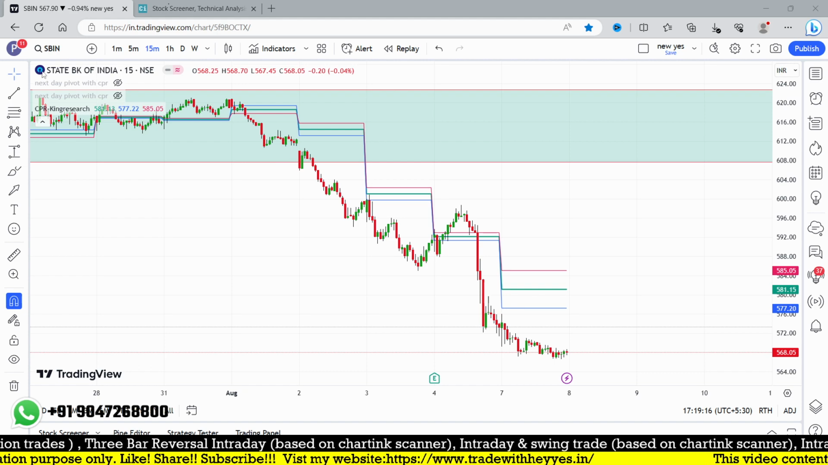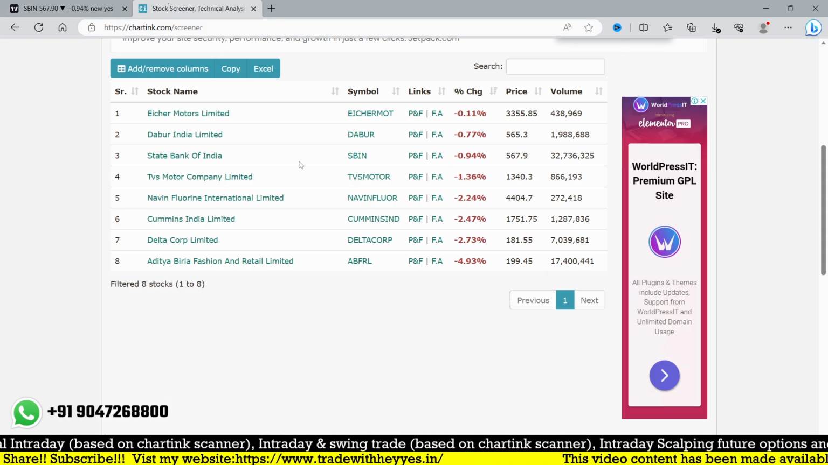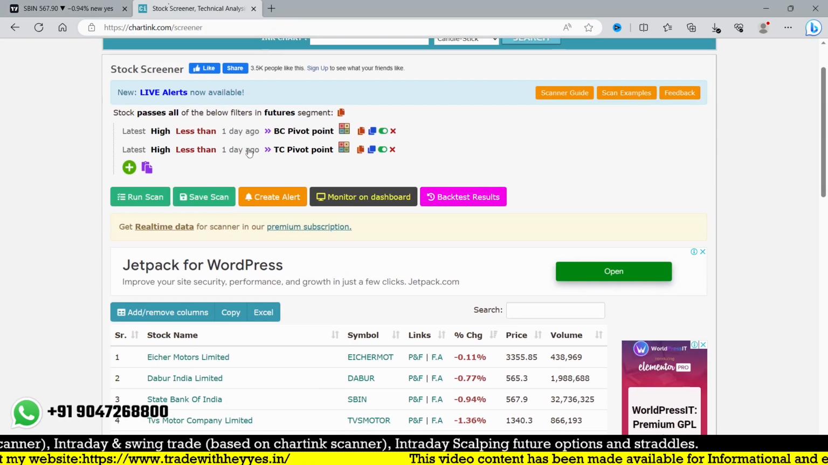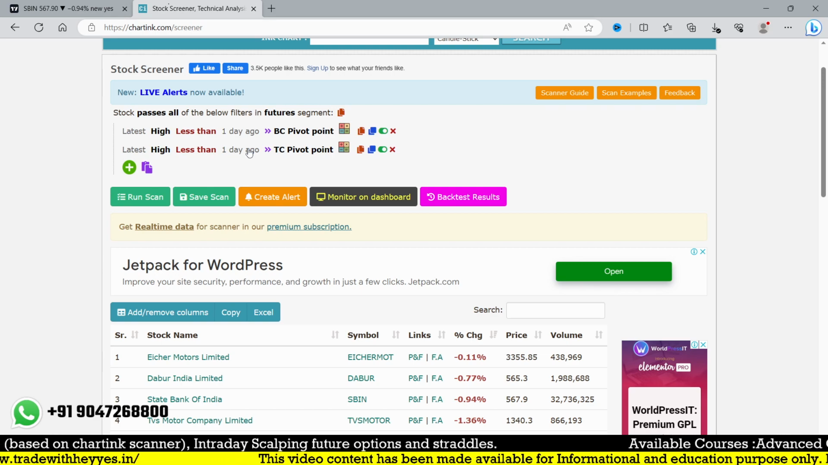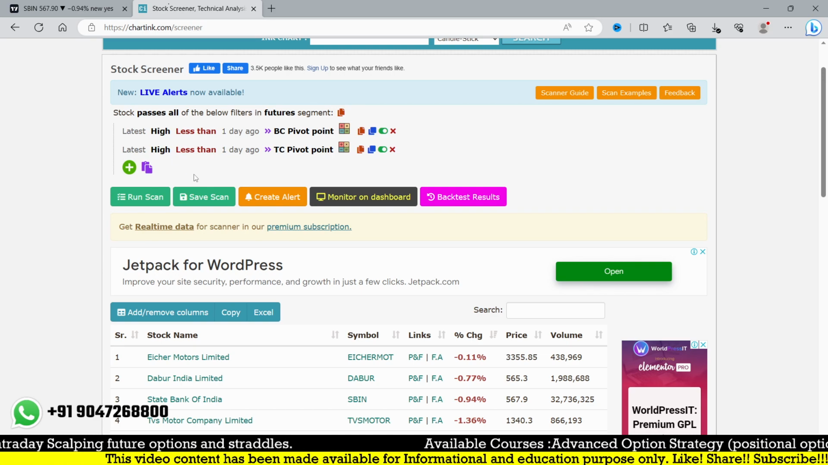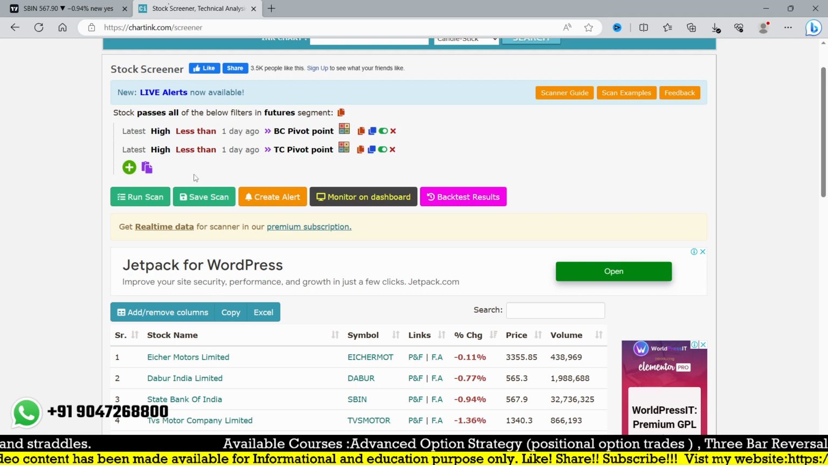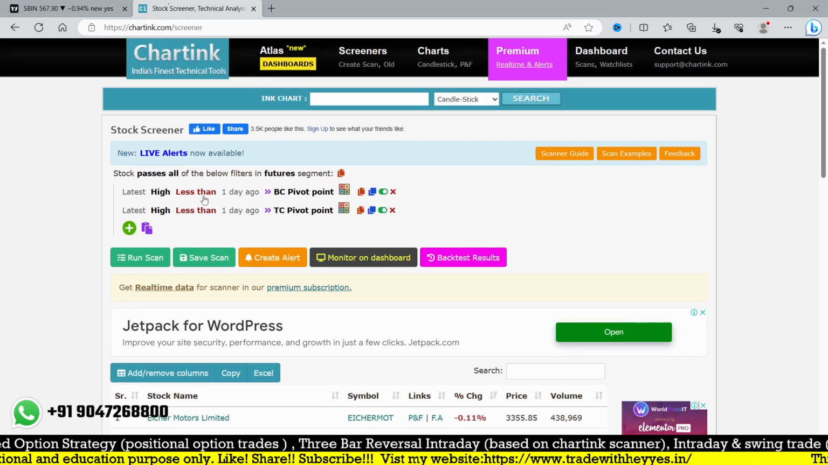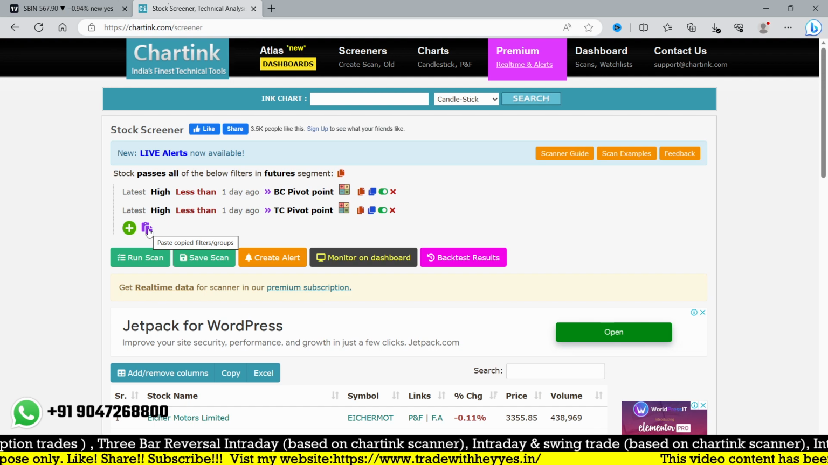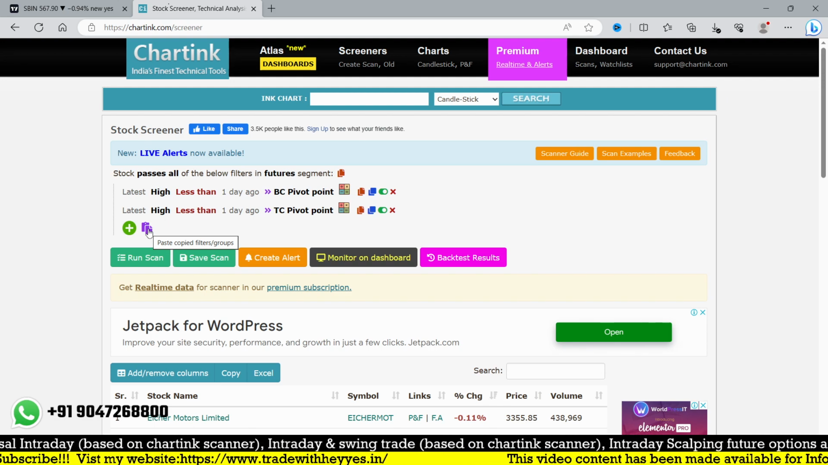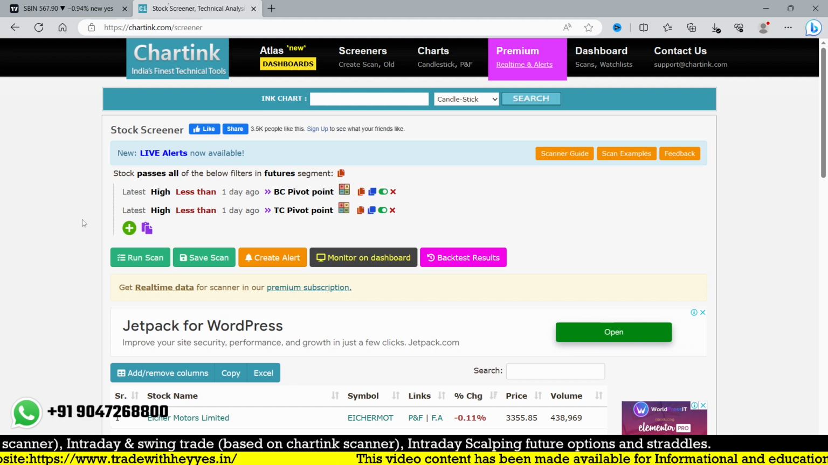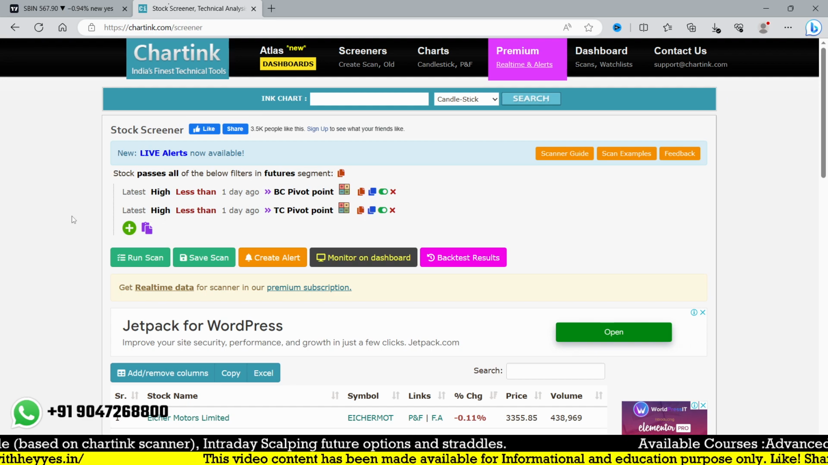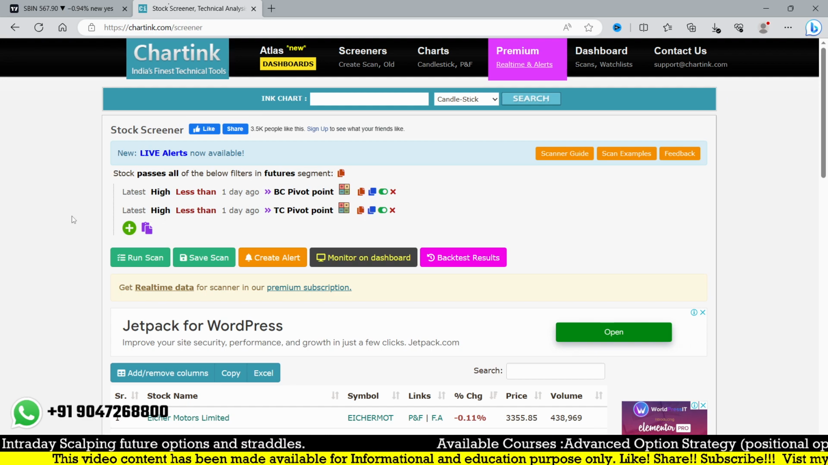And this is one of the scanners which we can use to find the Virgin CPR stocks. This is for the lower level, for the stock which is trading below the CPR, and the previous one, greater than, should be above the CPR. So we need to calculate both levels, TC and BC, because TC and BC are sometimes higher and lower. That's why we are using this too.